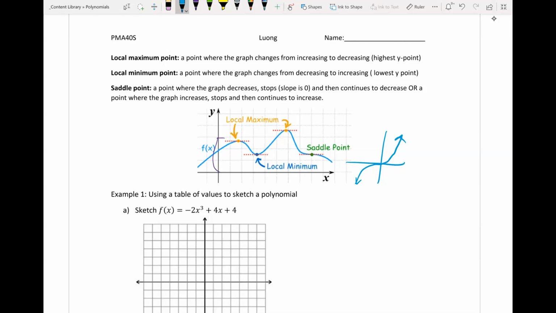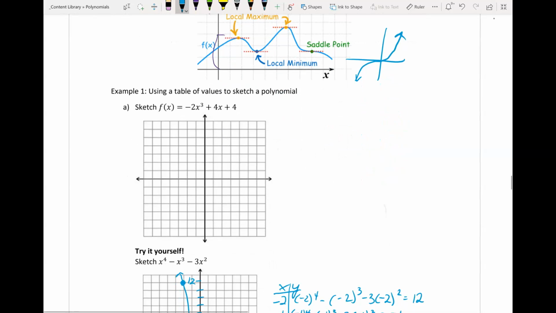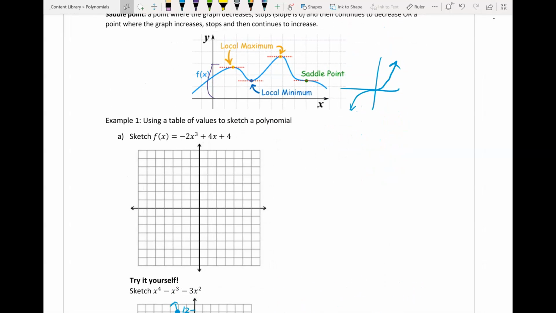Your local max and your local min look like smaller maximums and minimums. They're not the complete maximum or the complete minimum, but they are kind of like the humps in your graph. Okay, so let's actually try to graph this.